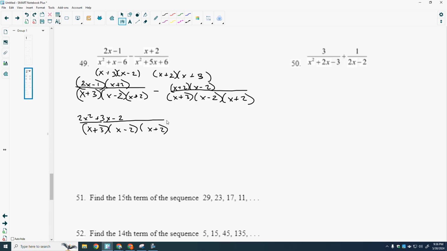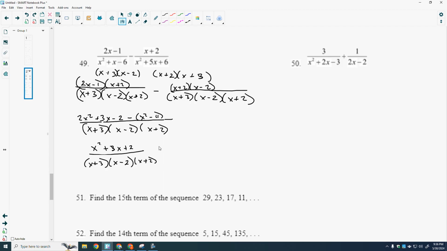Over here, we should recognize that, difference of perfect squares, right? So this becomes a minus x squared minus 4. Combine like terms, I have 2x squared minus 1x squared is x squared. I have 3x and I have 3x. So I have a negative 2 minus a minus 4 is a negative 2 plus 4, which is a positive 2. All over my common denominator of x plus 3, x minus 2, and x plus 2.